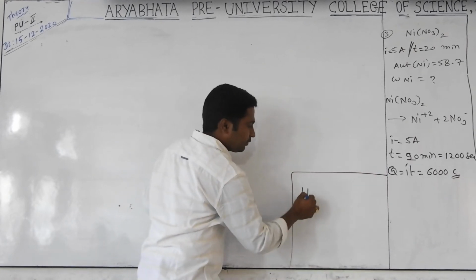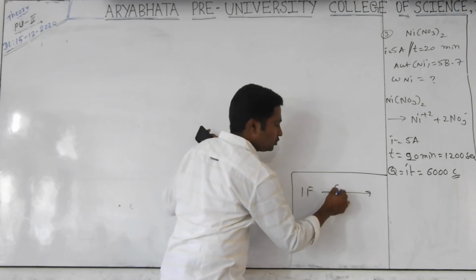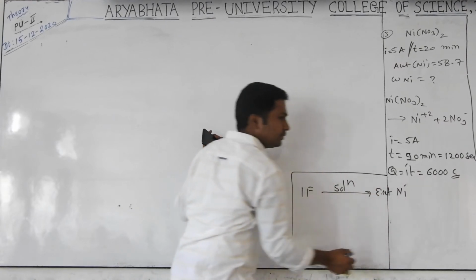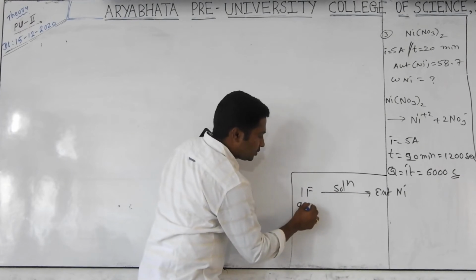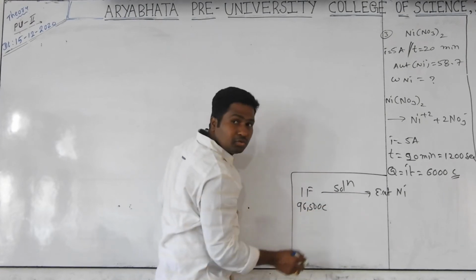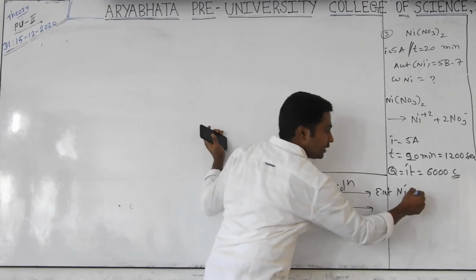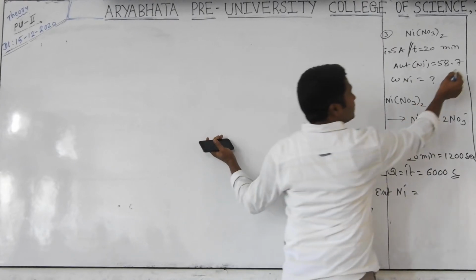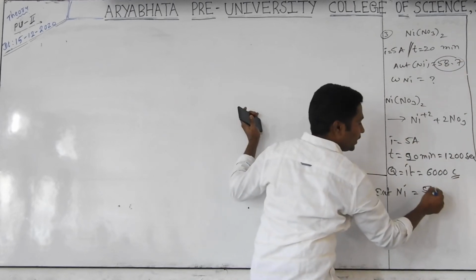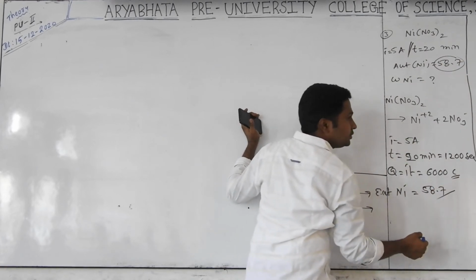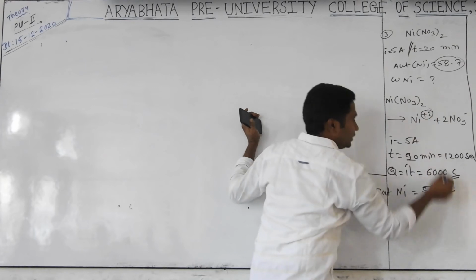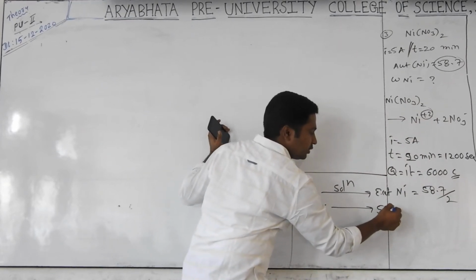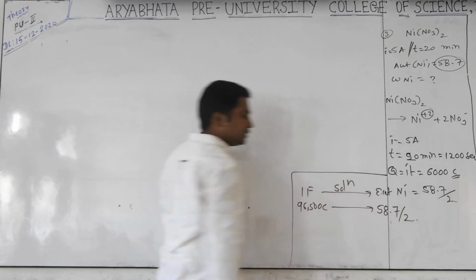What is the basic statement? By sending 1 Faraday through that solution, we get the equivalent weight of nickel. Indirectly, 1 Faraday means how much? 96,500 coulombs you are sending means you are getting the equivalent weight of nickel. Equivalent weight means atomic weight by charge. Atomic weight is 58.7 by charge 2. Yes.